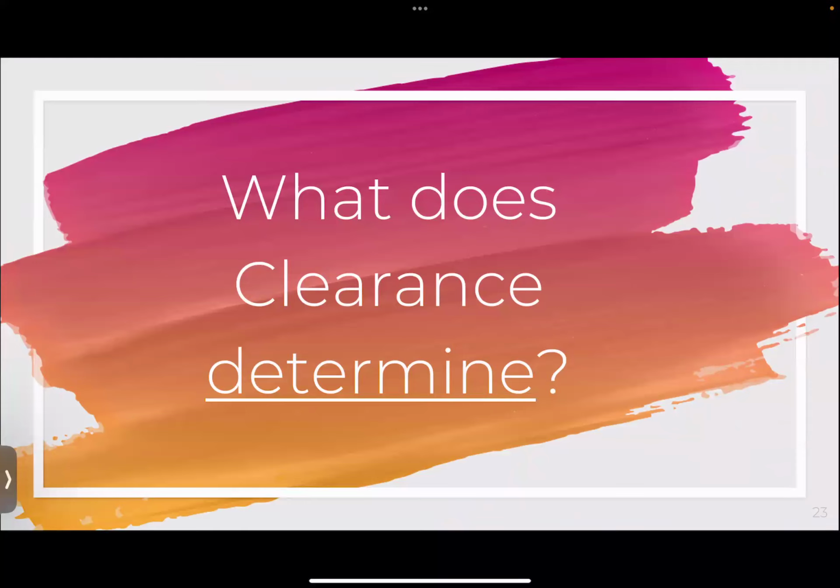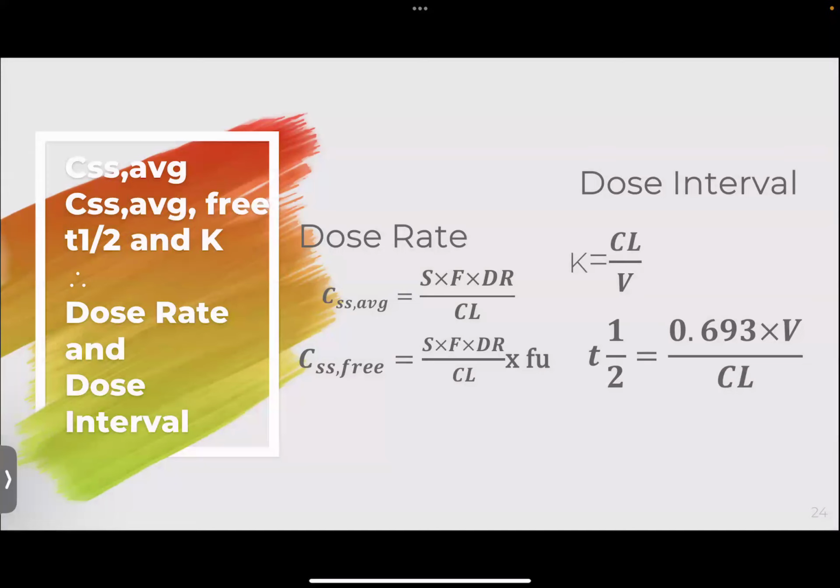So what does clearance determine? Well, you tell me, what does clearance determine? What, Aaron? Dose rate and dose interval, because it affects both CSS average and your peak to trough ratio, because it is a determinant of K and half-life, isn't it? So it affects both. Therefore, when there's a clearance change, we're going to expect a need to change both.